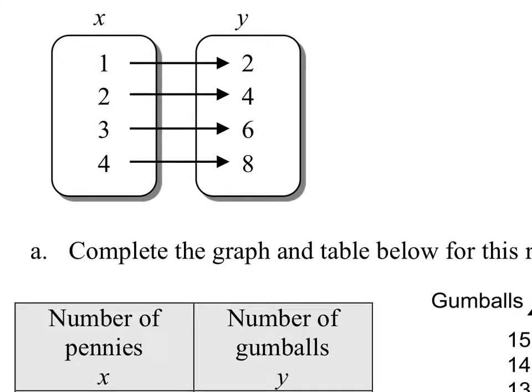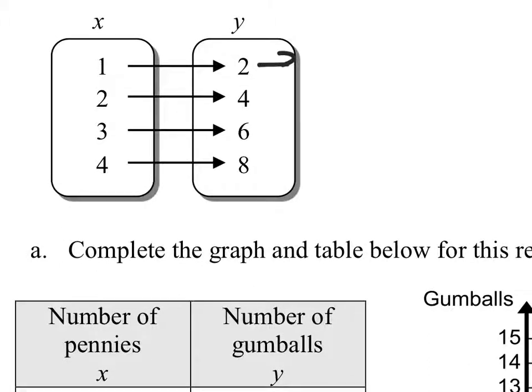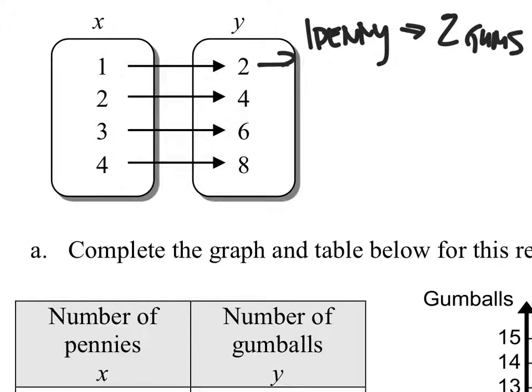Alright, so what this says right here is that, in other words, 1 penny produced 2 gumballs. Oh, I wish that happened. That's what this represents right here, okay?